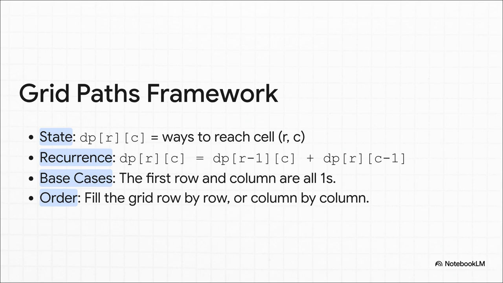It fits perfectly. The state? That's just the number of ways to get to a specific cell, dp[r][c]. The recurrence? That's our simple formula. dp of the cell we're on equals dp of the cell above plus dp of the cell to the left. The base cases? Well, there's only one way to get to any cell in the first row or first column, so they're all ones. And the order? We just fill the grid, maybe row by row. See how that framework gives us the exact blueprint for the code?